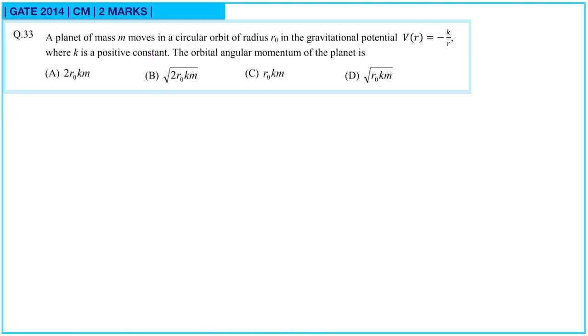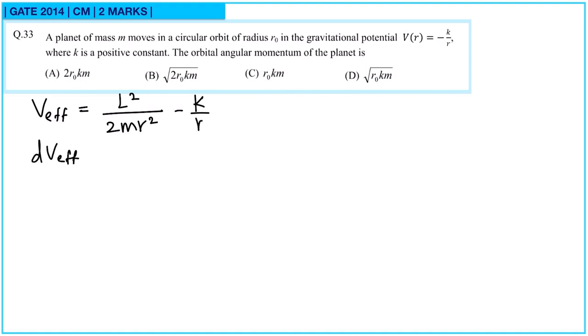Next question. A planet of mass m moves in a circular orbit of radius r naught in the gravitational potential V of r is equal to minus k by r, where k is a positive constant. The total orbital angular momentum of the particle is? Now V effective is equal to L square by twice m r square plus this potential V of r, which is minus k by r.